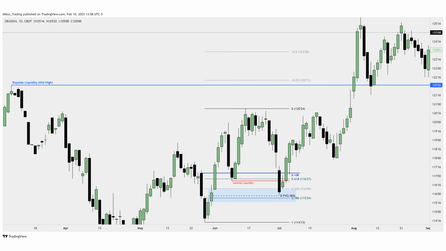The next example is a bullish setup in the bond market, to show that this pattern is absolutely universal and that it works in all traditional asset classes. We can see that price again trades to the optimal trade entry 705 level and into the daily fair value gap as well as the daily bullish order block. After that, price rallies higher, has a little retracement, and after that explodes higher to take out external range liquidity.